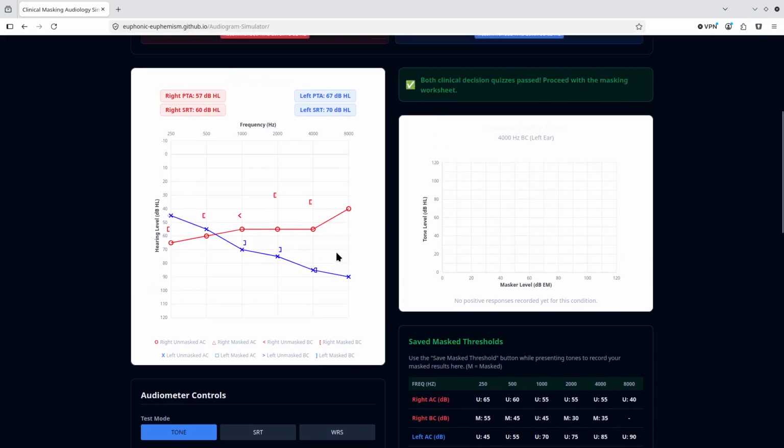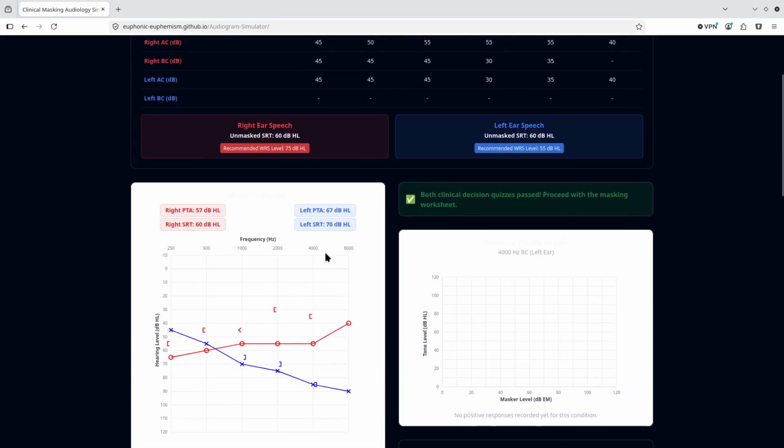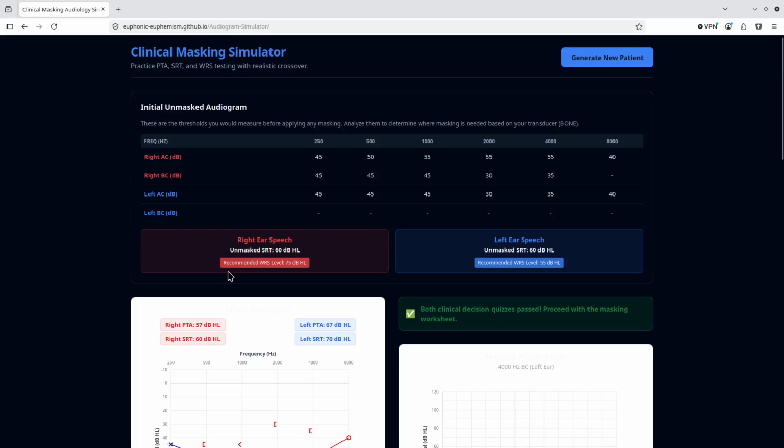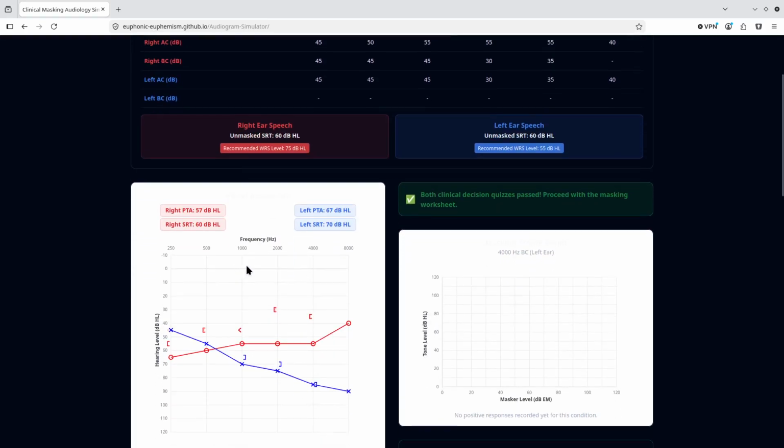So that is good. We're good on this patient. I think most of the glitches I got squared away throughout this process. I would certainly say the pure tone masking works better than the speech masking, but they both should be working reasonably well now into practice.